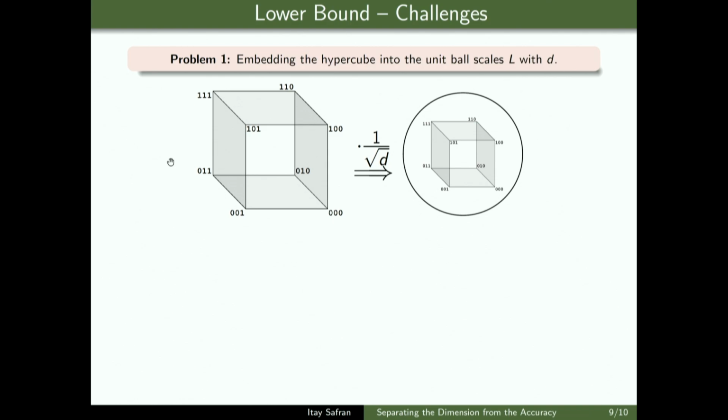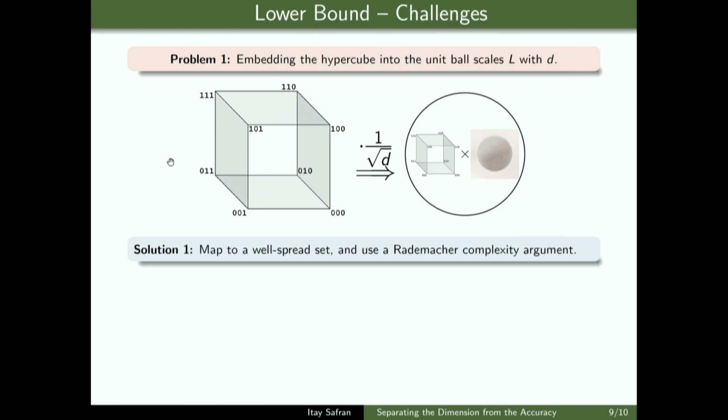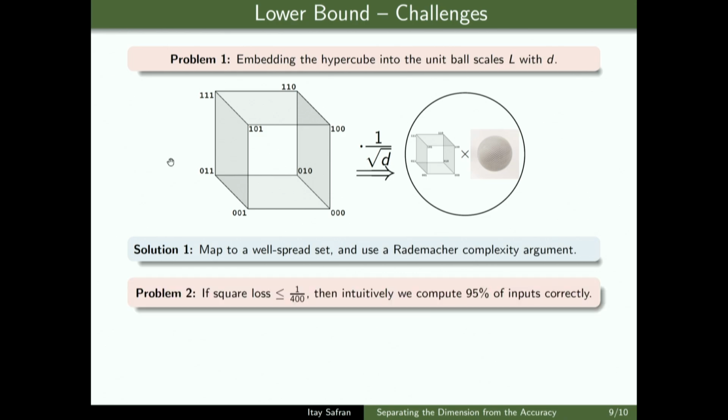So when we scale the hypercube to fit inside the unit ball, we need to multiply it by 1 over root d, which scales the Lipschitz parameter. And of course, this is not desired in our setting, so to circumvent this, we also map it to a product with a set which is well spread over the unit ball. And we use a Rademacher complexity argument to show that the hardness in approximation persists. And this also allows for constant distance between all the points that we map to.